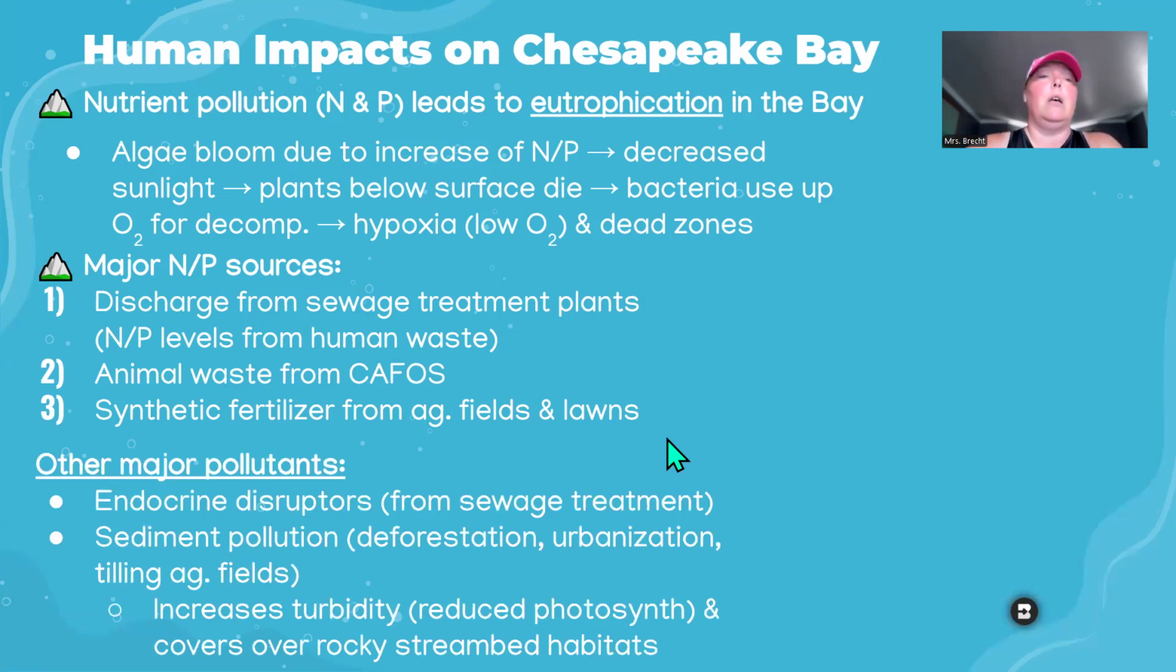Other major pollutants include endocrine disruptors, and we'll dive into that mess later. That comes from your sewage treatment. Sediment pollution, that's usually because when you have erosion, the soil is going to run off with that erosion. And then that sediment pollution is going to increase turbidity, which is how well you can see through the water. And that increase in turbidity is going to negatively impact the aquatic ecosystems. And we're going to talk all about that when hopefully we go to the watershed this year.